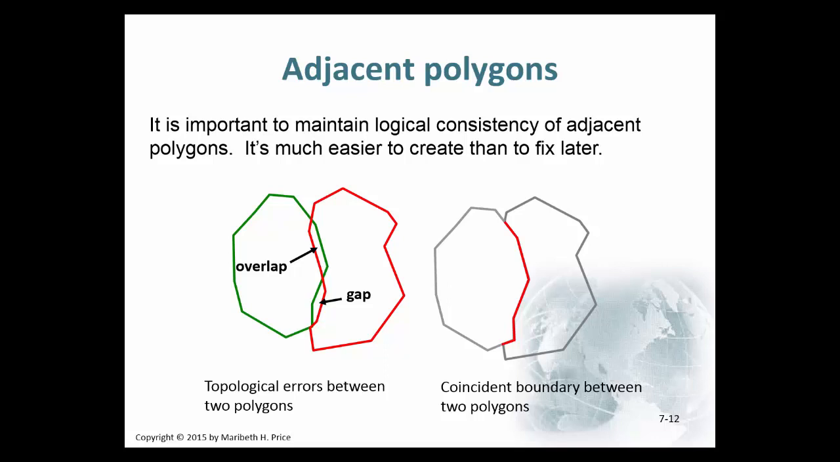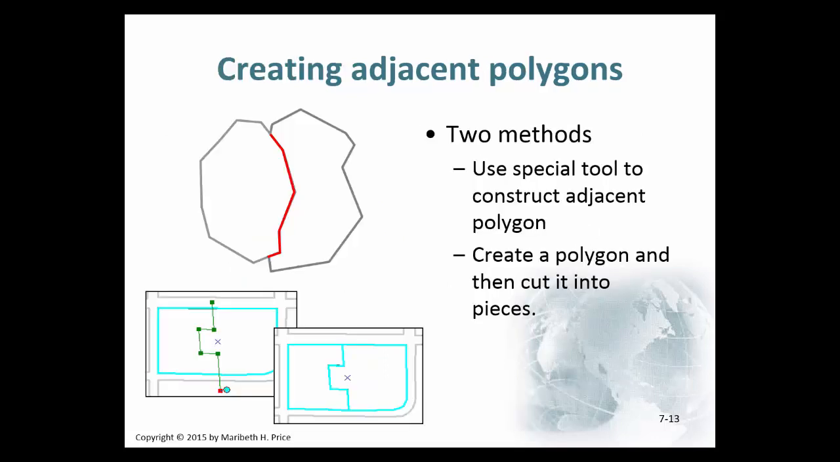Gaps and overlaps are common mistakes found in polygon data. It's much easier to create these shapes correct using one of two methods. Use the special Construct Adjacent Polygon tool, or create a single polygon and cut it into smaller pieces.